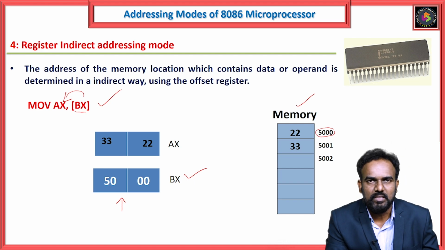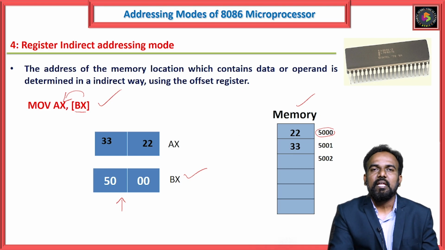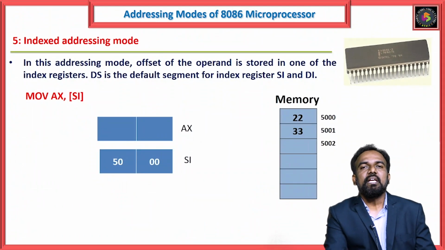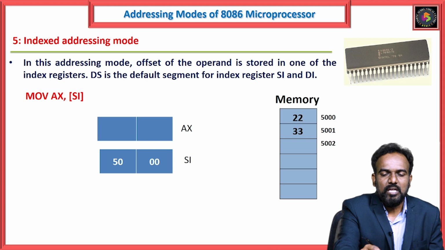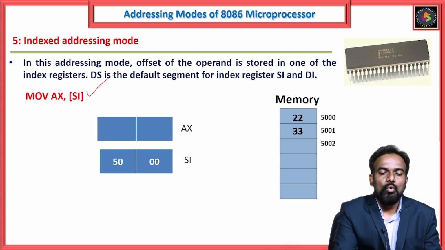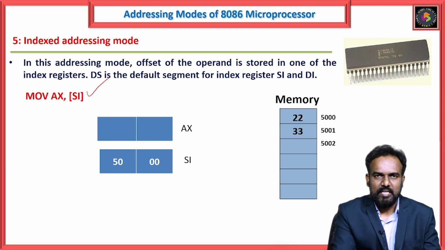This type of addressing here we can call the register indirect addressing mode. Next one, index addressing mode. This is the example programming instruction, MOV AX, [SI].